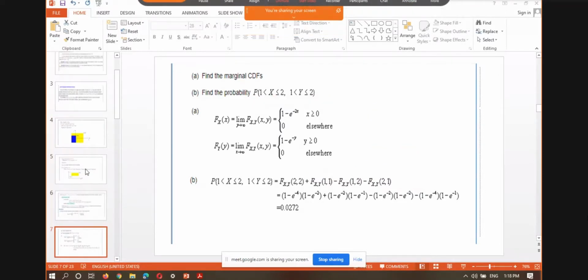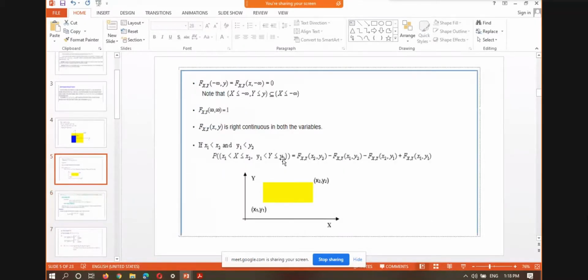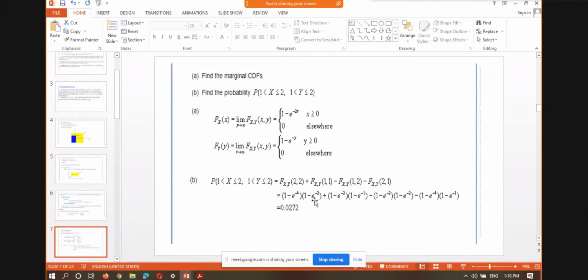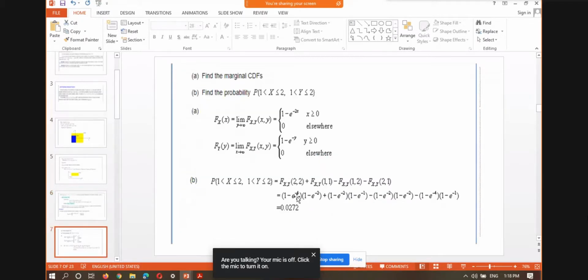So we have this result to calculate the probability, and here we have the definition. If I substitute x equal to 2 and y equal to 2, I will get F_XY(2, 2), which is (1 minus e raised to power minus 4) into (1 minus e raised to power minus 2). Similarly, if I put x equal to 1 and y equal to 1, I will get this, and like this, after simplification, I will get the probability.